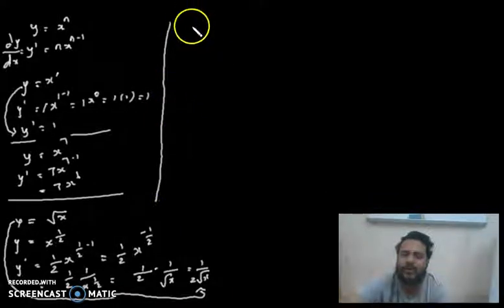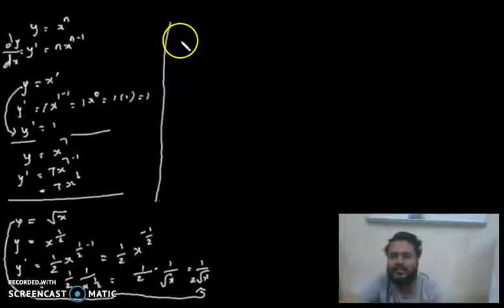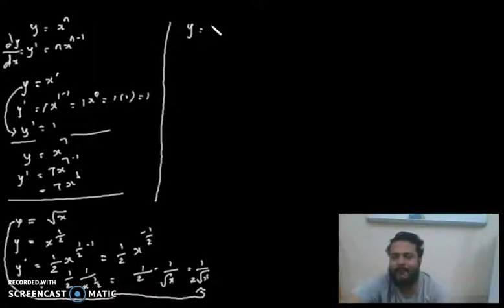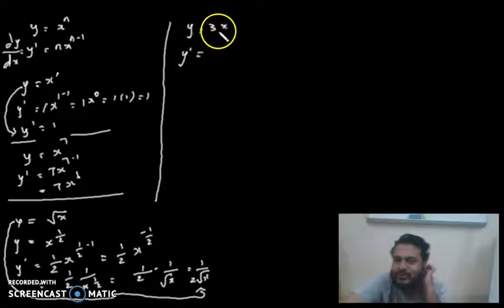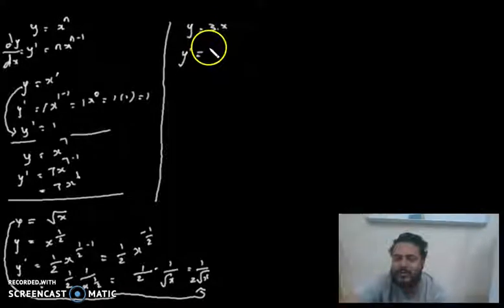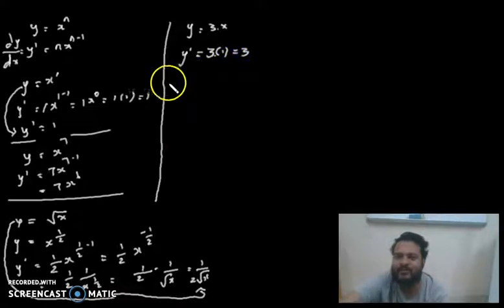Let's go for some other now. y is equal to 3 times x. What may be the answer now? Can we think over it? Please don't say the derivative of 3 is 0, because it is in product with x. So we have to keep this 3 constant and the derivative of x is 1. So the answer is 3.